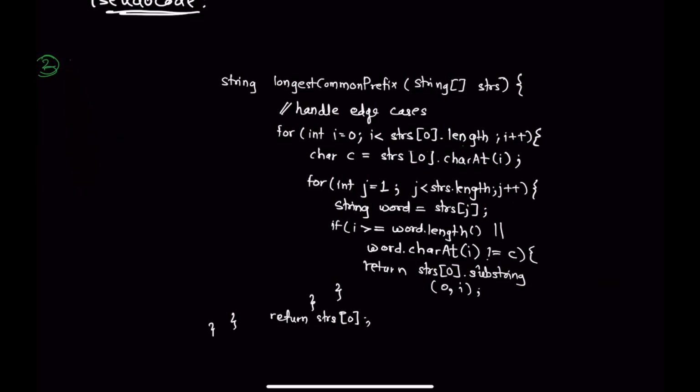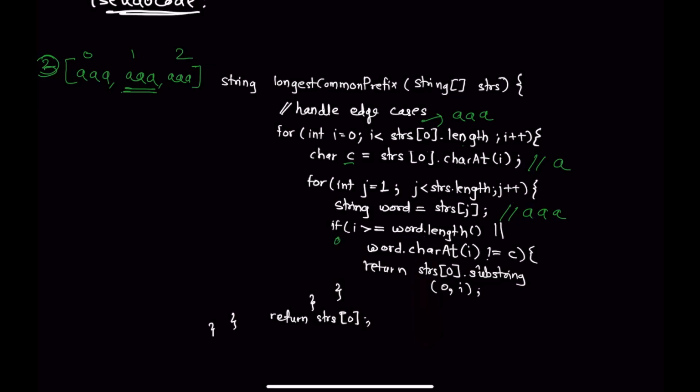For the third test case, let's assume that we have all similar words. All words in our array are similar. What will happen in this case? Our strs[0] will be triple A. Our character c will be A. And our word will be again triple A, which will be strs[j], the word at the first index. Is this condition true in our case?